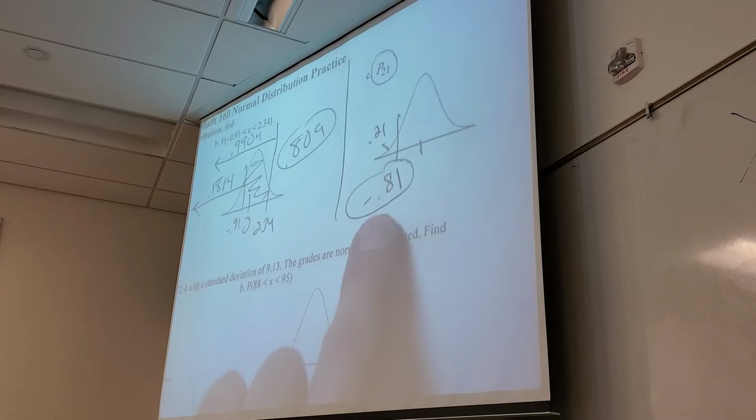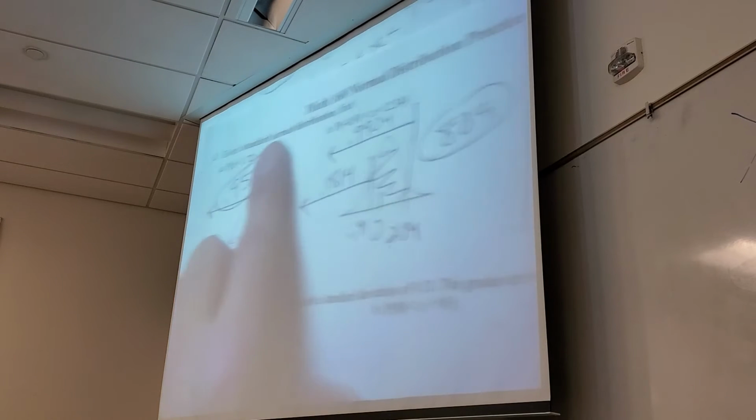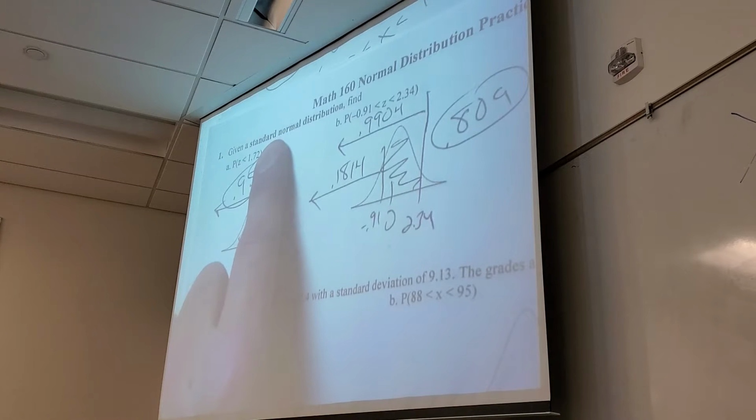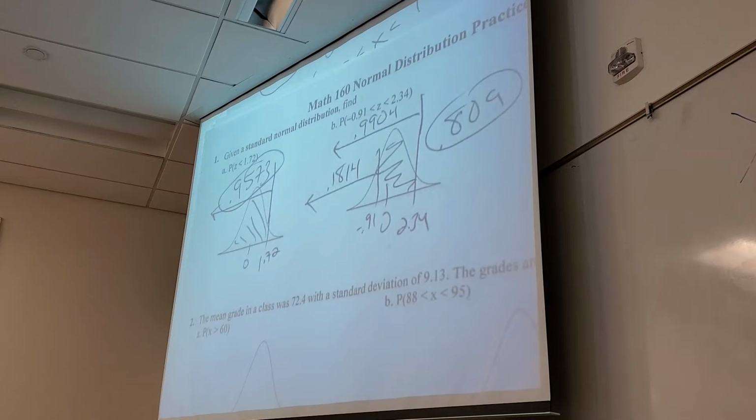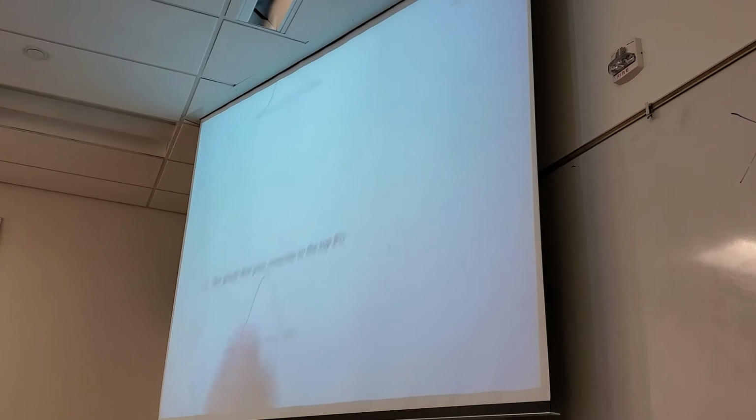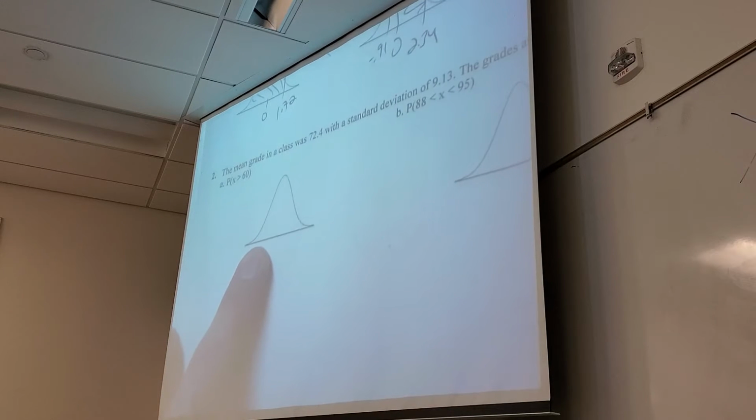Why did I not have to go further than this? Because this is a z-score problem. I don't have any mean and standard deviation, so I can't change it into a raw score, into an x. I can do that down here. We're not there. Okay, so this one, what goes in the middle?